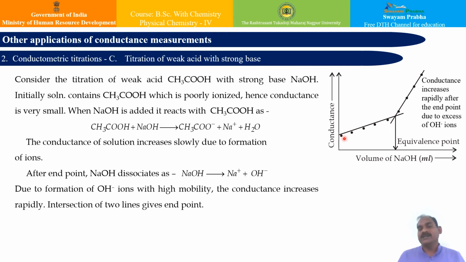You can see over here, initially the acetic acid does not ionize, and as NaOH is added slowly, the Na+ and OH- go into the formation of water. So the slow increase is shown over here, and once the end point is reached, after that, due to hydroxide ions, this sharp increase in conductance is observed. Therefore the intersection of these two lines gives the equivalence point of the titration of a weak acid with a strong base.